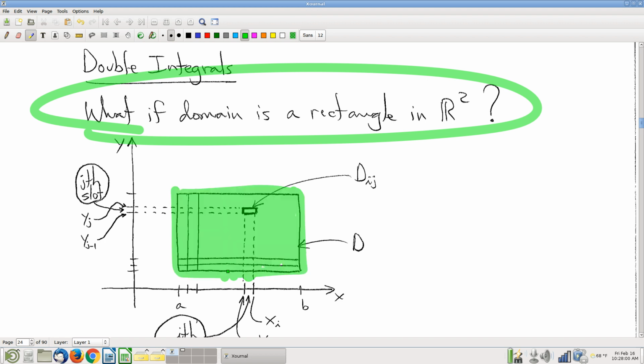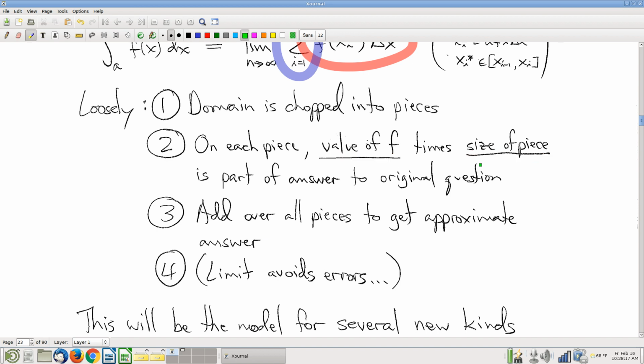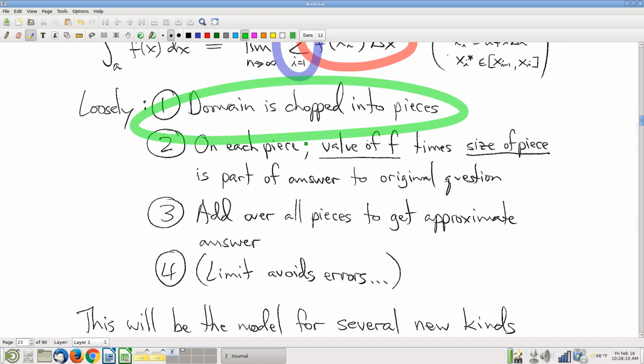I mean, we're no longer doing an integral from a to b, where our domain was an interval on the x-axis. Now we're going to have a 2-dimensional domain. What would an integral mean in this context? And I say, well, the answer is we're going to do this process. We're going to take this domain. We're going to chop it up into little pieces.